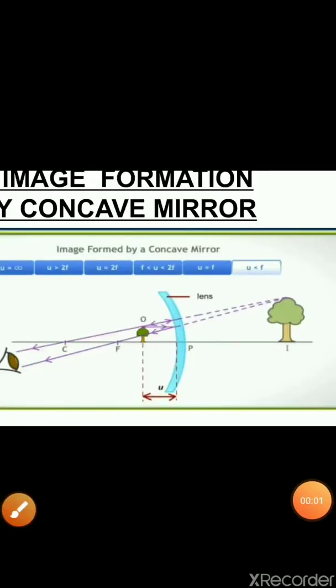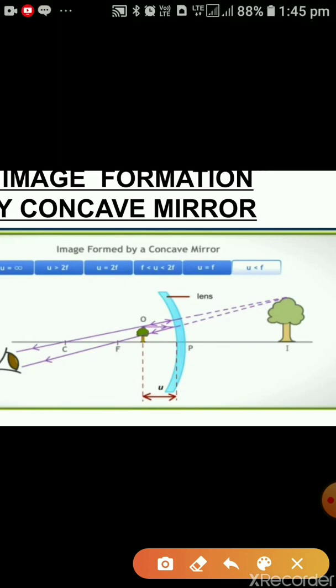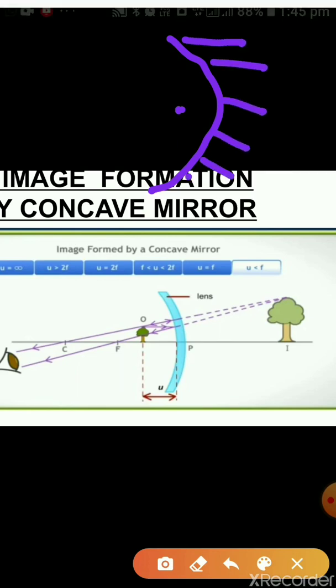Before starting the first case, I want to tell you some basic things. Whenever we are taking a concave mirror, how we show that concave mirror is important. To show a concave mirror, you should make a curved line. This is a curved line. And a concave mirror has a reflecting surface. Which reflecting surface is it? The bent-in surface. This part is the reflecting surface of the concave mirror. And this is called the non-reflecting surface. Here light will not fall.